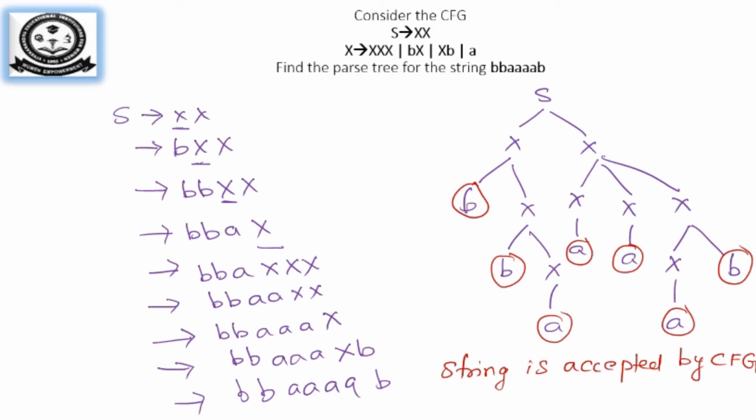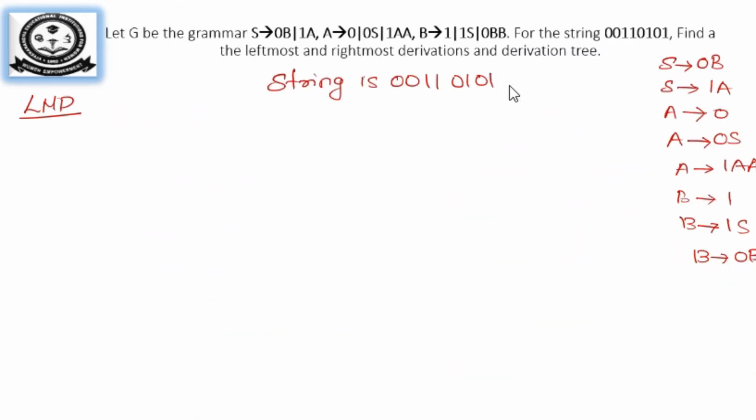We'll see the next example. Now in this example, you are asked to find LMD, RMD and you need a derivation tree. So let us start with the LMD first. So I will use S tends to 0B first. Now instead of B, I will substitute 0BB. So you will have 0BB. Again, instead of B, I can substitute 1S. So I can substitute 1 as well as 1S.